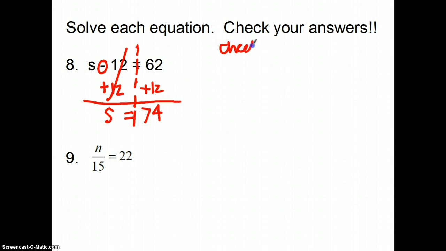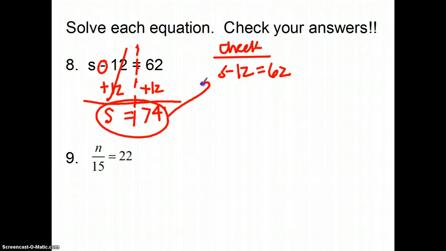Now to check my work, I need to write the original problem. S minus 12 equals 62. I need to plug in S equals 74. 74 minus 12 equals 62. And then I need to check if 74 minus 12 really is 62. So 62 is equal to 62. And I know I am correct.